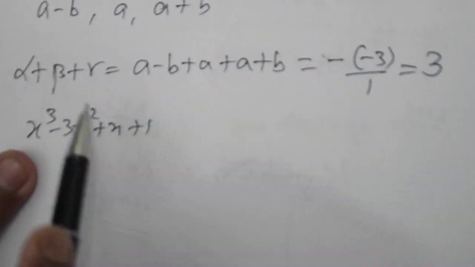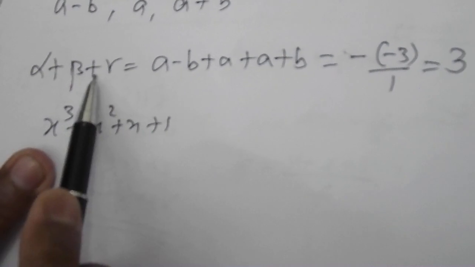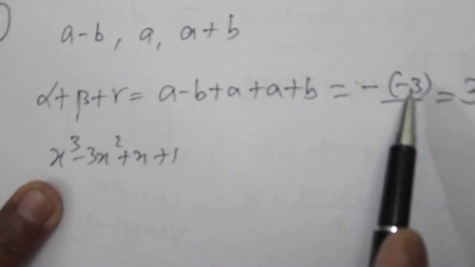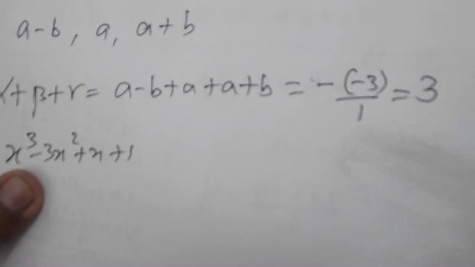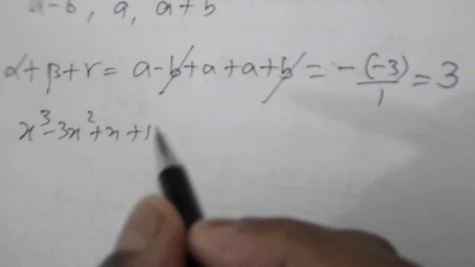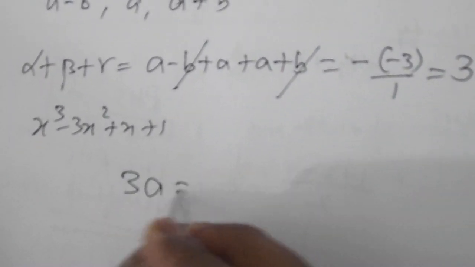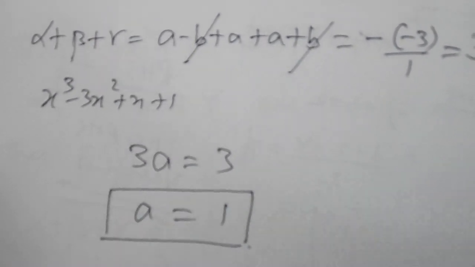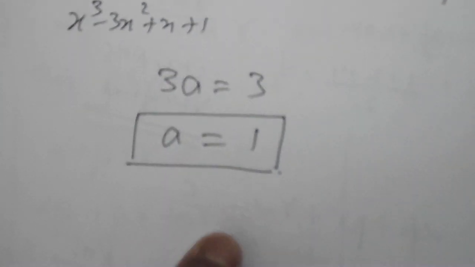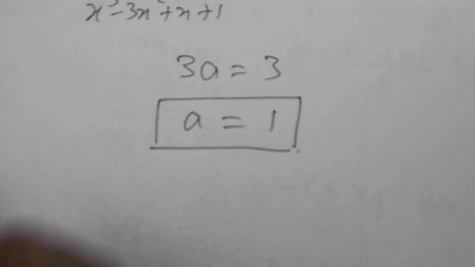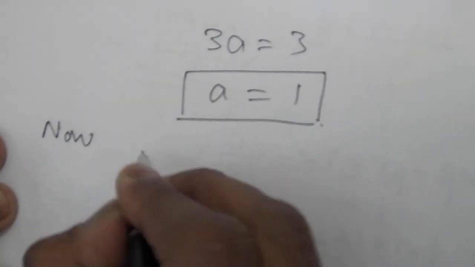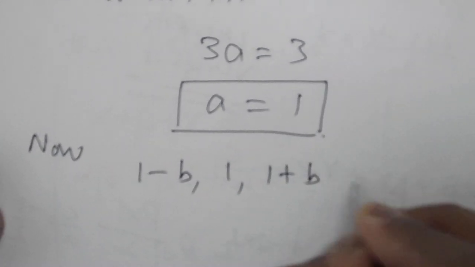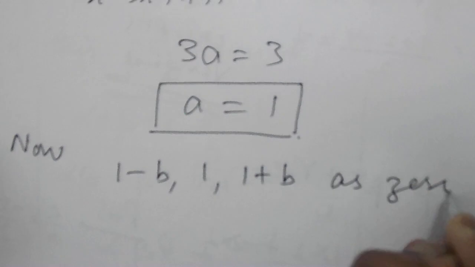We have got alpha plus beta plus gamma, thus we have added 3 of the zeros, which is equal to minus b by a, and b value is minus 3. So here this b gets cancelled. 3a is equal to 3, so a value is 1. We have got a value as 1. If a value is 1, then now we have 1 minus b, 1, and 1 plus b as zeros.